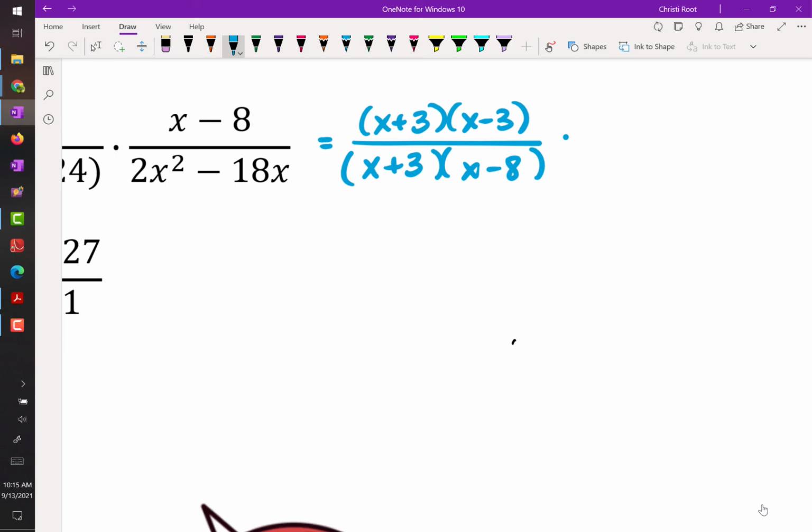Okay, top part over here, can't do anything about x minus 8. I'm just going to leave it. And then I have a GCF over here. I believe that would be 2x, so I would have an x minus 2 left over. No, that would be 9.